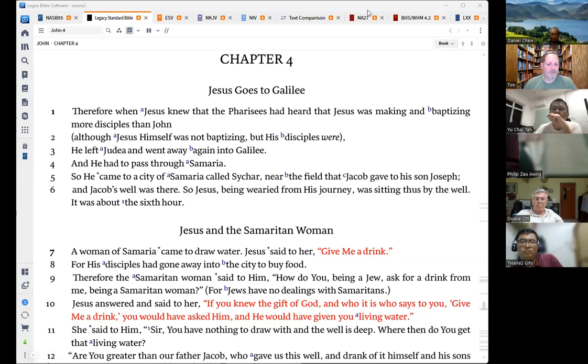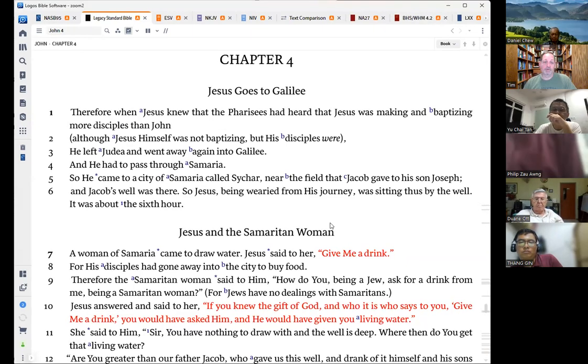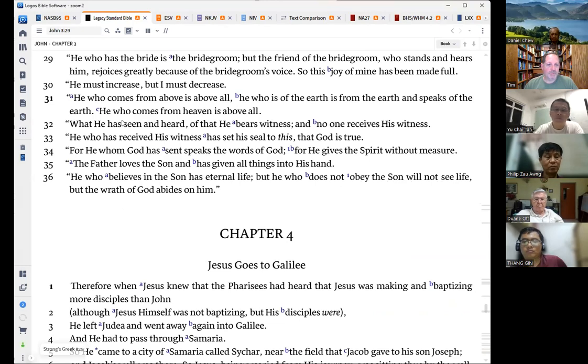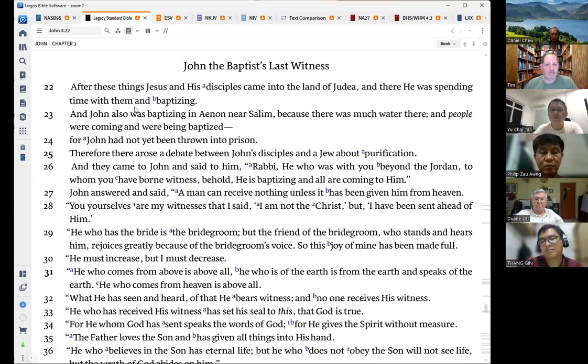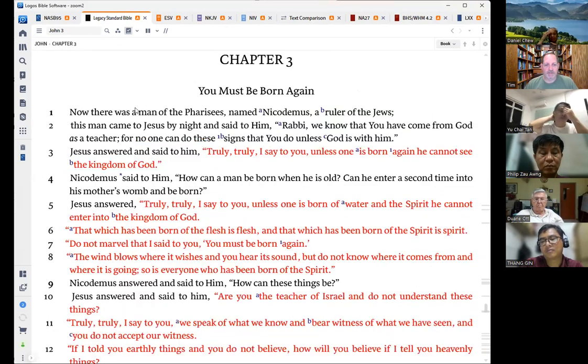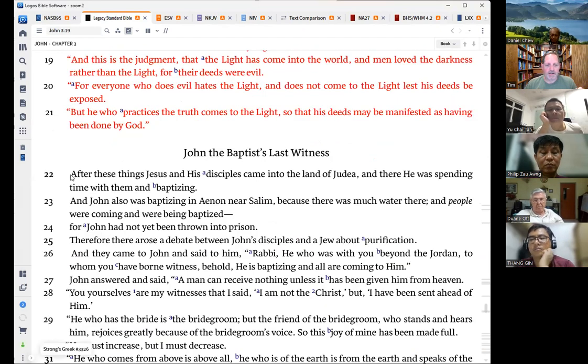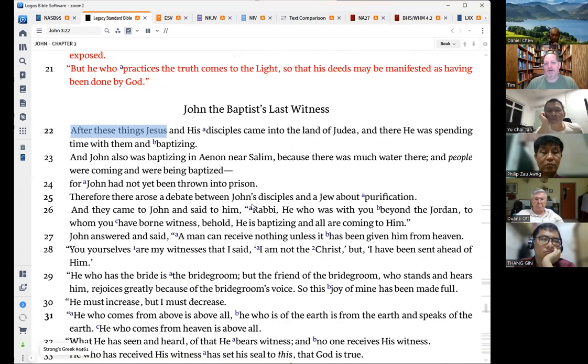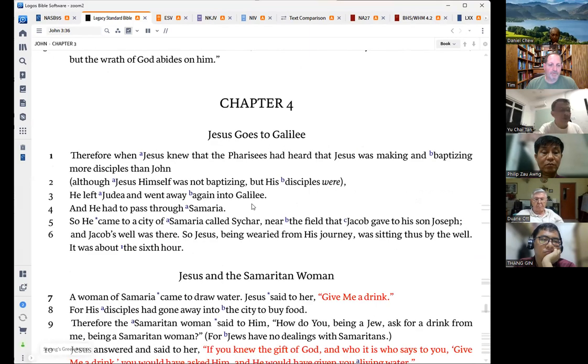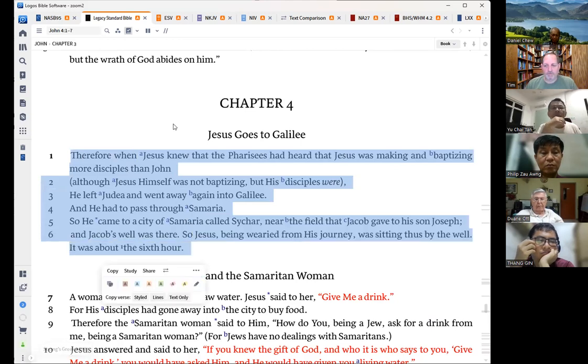All right, of course, John 4 is when Jesus meets the Samaritan woman at the well. Notice, in John chapter 3, we just had Jesus's interaction with Nicodemus, being born again. And then following that, notice there's a connection here. After these things, we have the witness of John the Baptist regarding who Jesus is. And then notice chapter 4. Look at the first word. "Therefore, when Jesus knew that..." So here he's linking this next story to what came before.